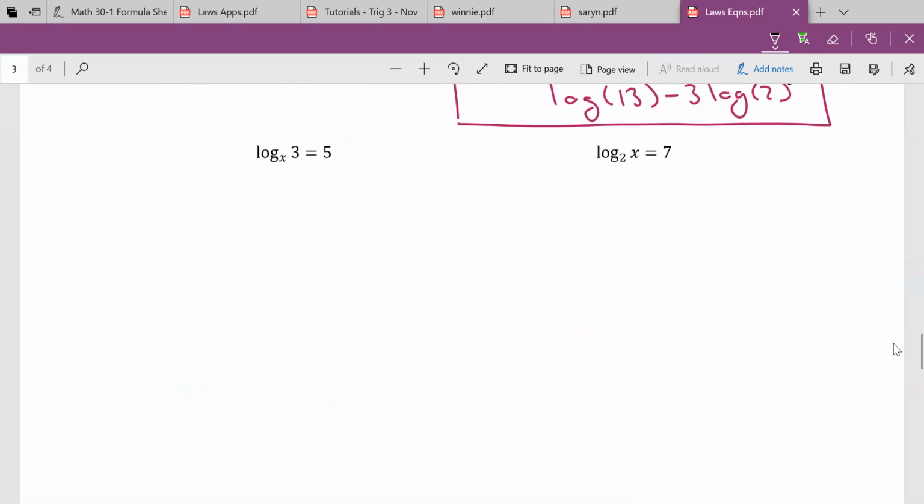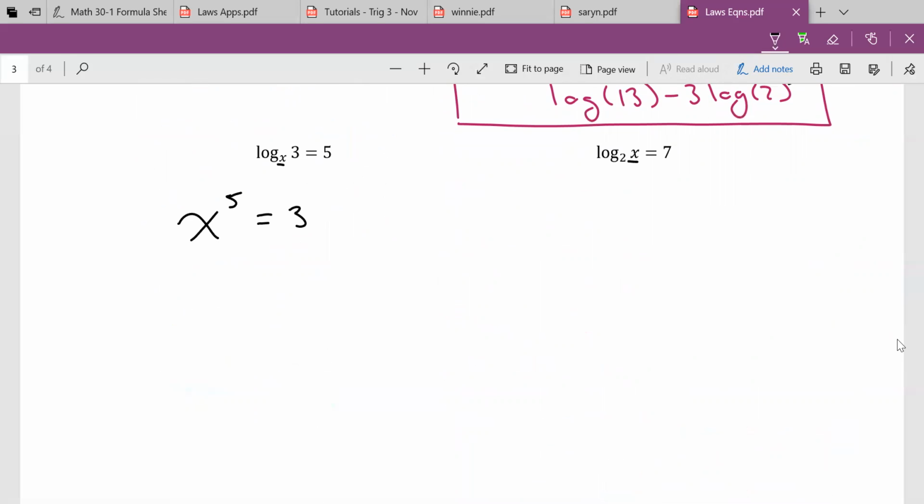Compare that to these two. There are already logarithms, but in this case, our unknown is inside our log. So we'll switch it to an exponential. Again, base stays the same. The other two parts switch. So x to the exponent 5 is equal to 3.